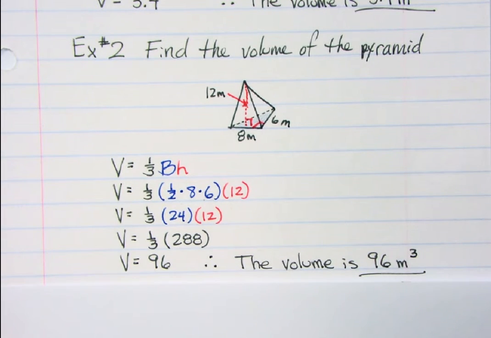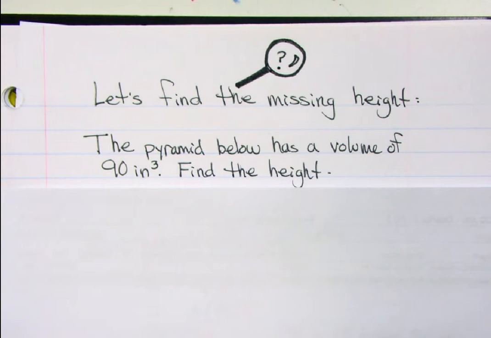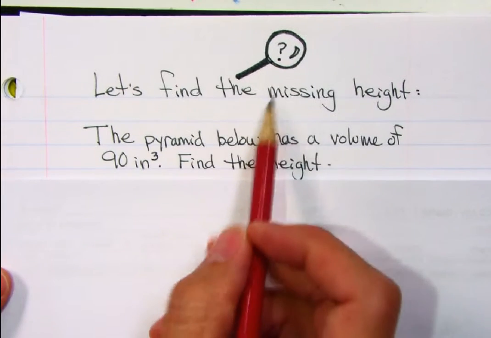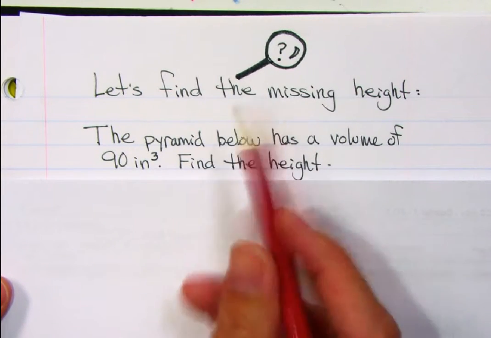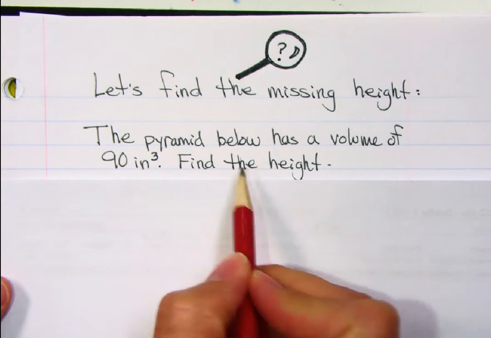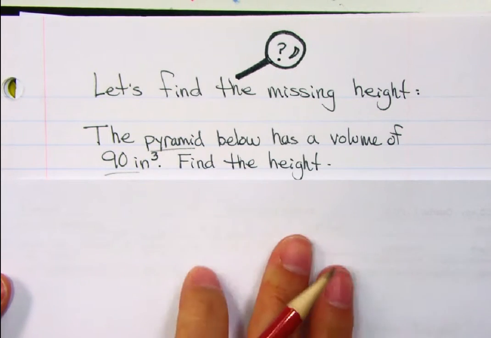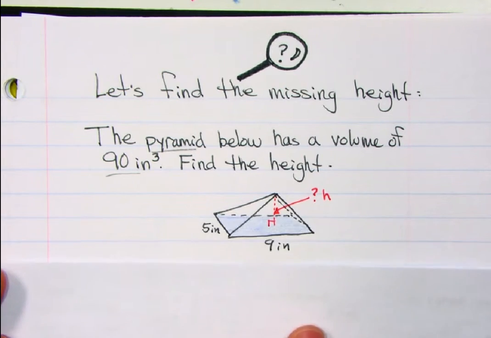Cubic meters. We'll get some more examples and practice of that in class, but let me take it to one further level here. Let's find the missing height this time. What if I gave you the volume of a pyramid? I know it's a pyramid, and I gave you the total volume already. I want you to work backwards and find the height. Let's take a look.